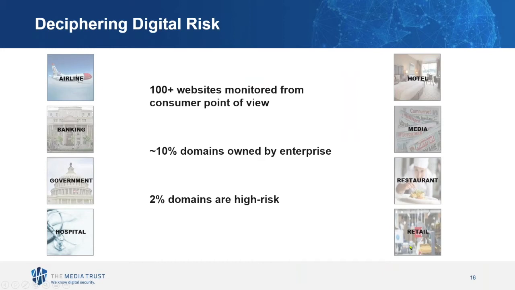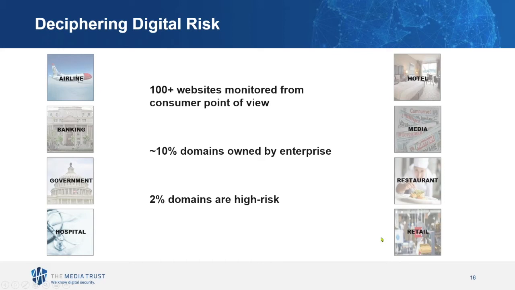Now, let's take a look at this risk. We analyzed more than 100 websites continuously throughout 2020, across 8 different consumer-oriented industries. And what we saw was that across all of these, only about 10% of the domains executing on the consumer device are owned by the enterprise. 90% is third party. And about 2% of the domains that are executing are high risk and presenting a danger to you as an organization, and also to consumers, through the dropping of malware or redirecting to unwanted sites.